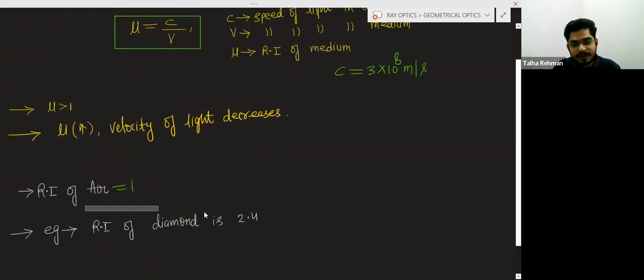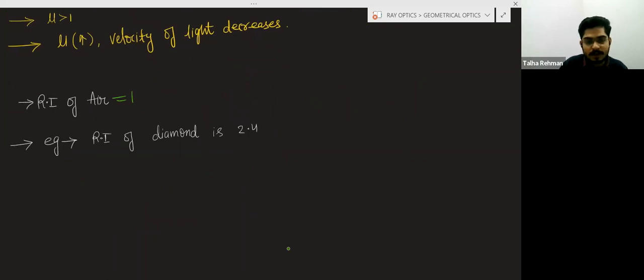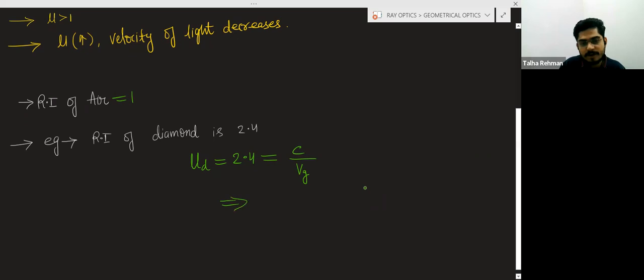For example, refractive index of diamond is 2.4. It is given. We know diamond. So the refractive index of diamond is 2.4, given. What is the refractive index? Speed of light C by V. Speed of light in air divided by speed of light in diamond. Now you can write it, and D is representing the diamond.